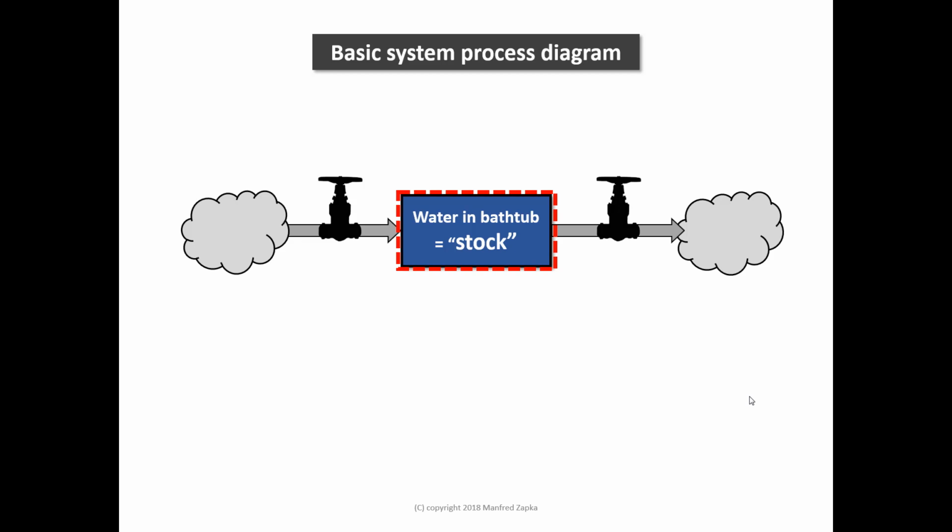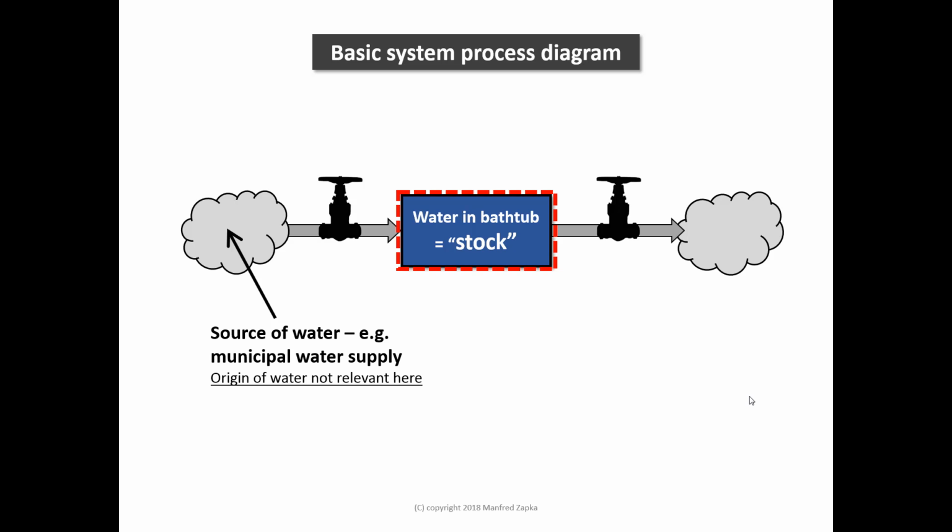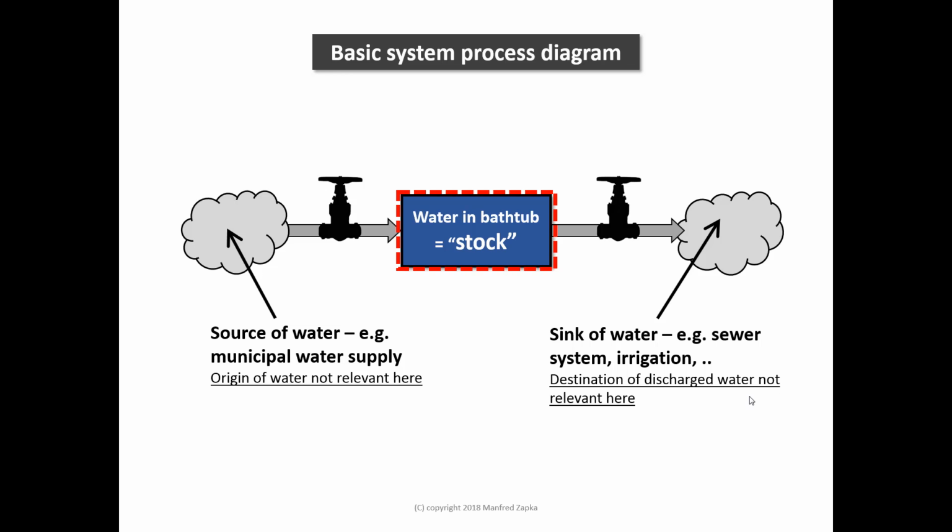So water in the bathtub, so this is actually our system, which is in the red, and we have interactions. We have the source of water, which is the municipal water supply. And right now the origin of the water is not relevant here, because it is just what's coming in. Okay, and then on the other side we have the sink of water. So this is the sewer system.